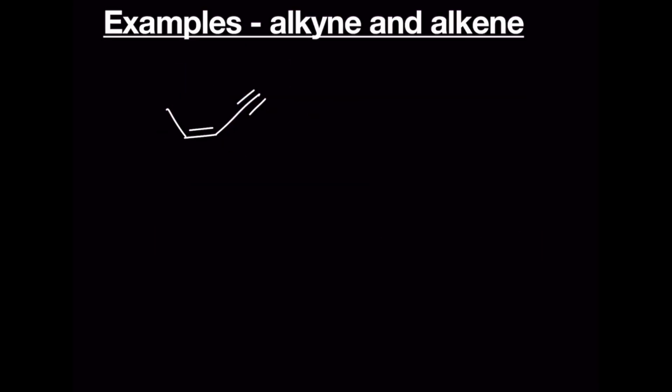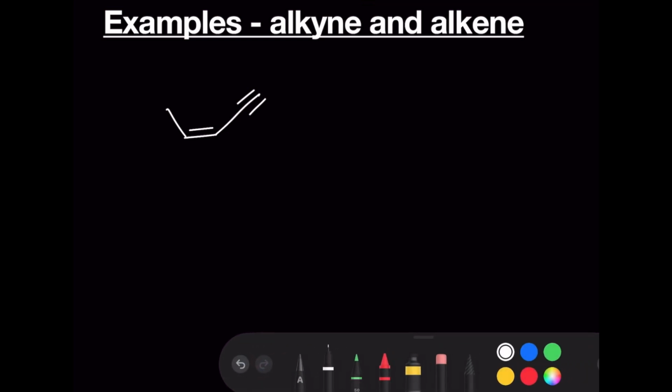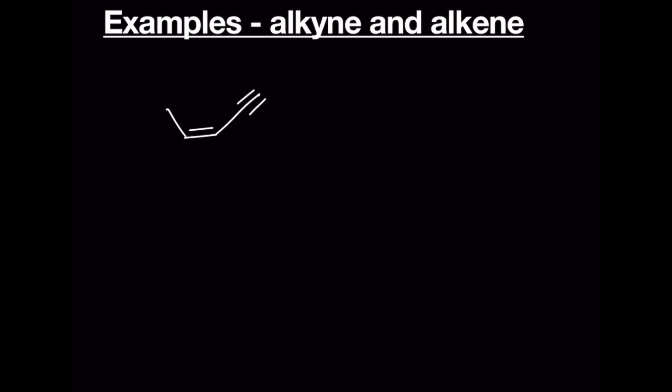Let us look at the next example. In this molecule, we have an alkene as well as an alkyne. So, how to do the naming? If we do the numbering from left to right, 1, 2, 3, 4, 5, left to right, 2 position en, 4 position yne.